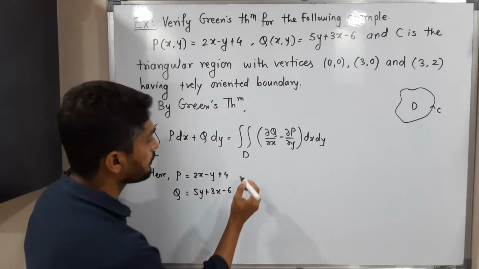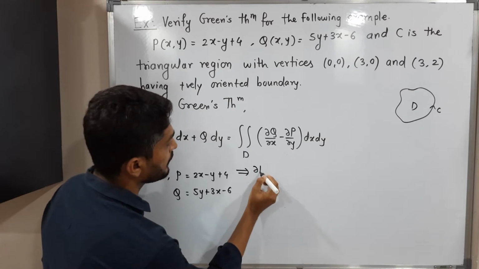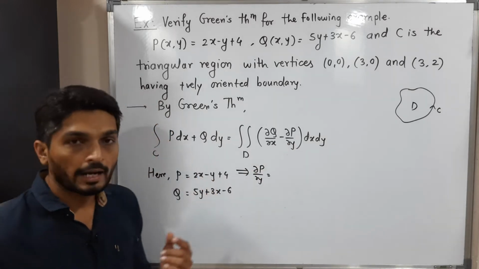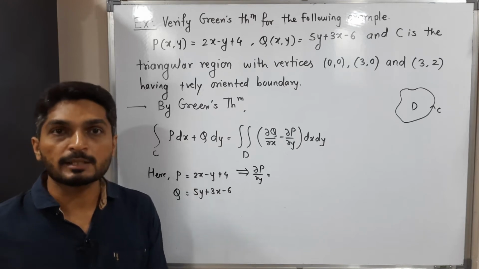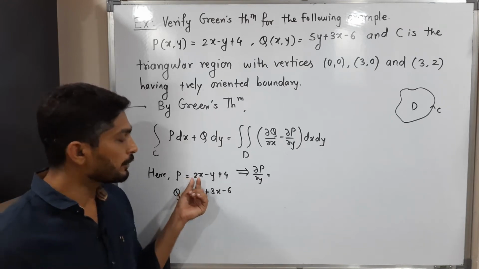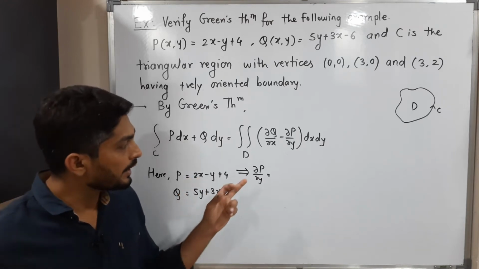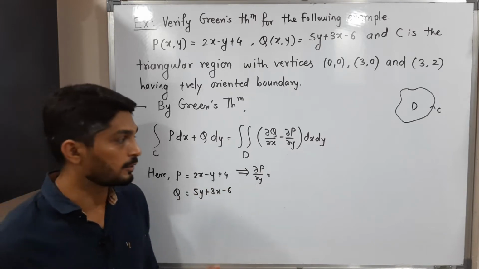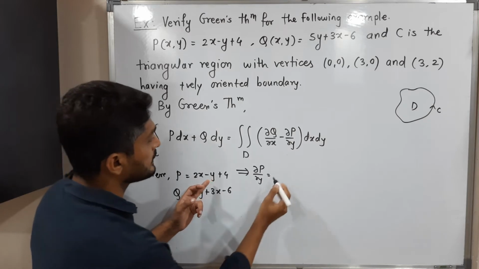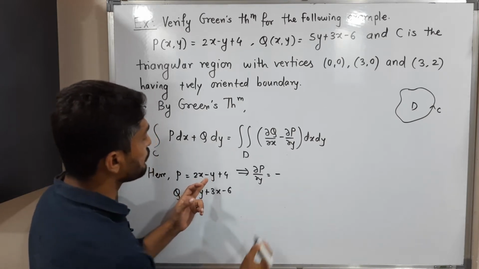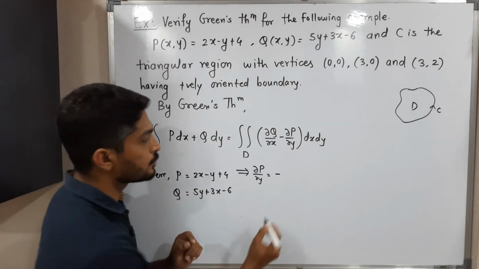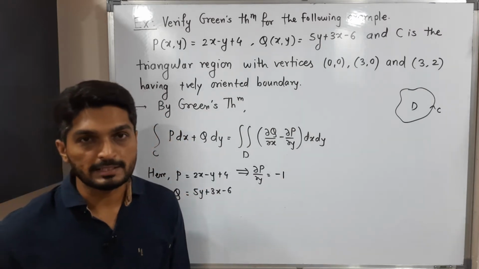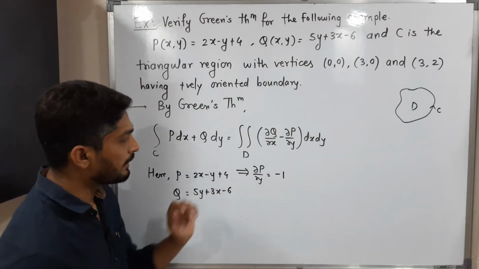Let us find the derivative of P with respect to y. Addition, subtraction, we can take separate derivatives. Derivative of 2x is 0. Since we are finding the derivative with respect to y, x is a constant, so the derivative will be 0. Minus, derivative of y is 1, so let me write 1. And 4 is a constant again, so the derivative will be 0. So del P by del y is minus 1.